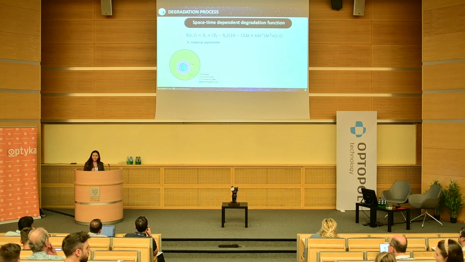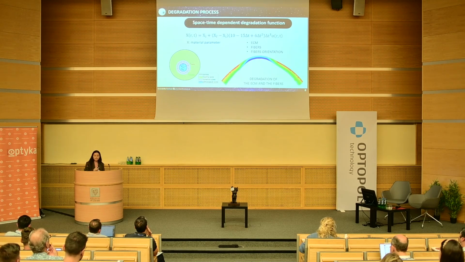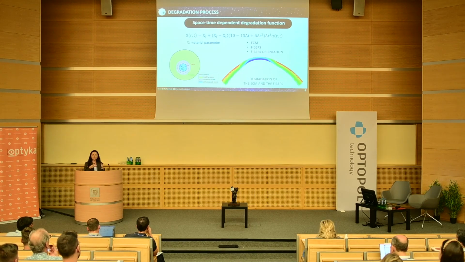What we actually control is the degradation, but we cannot control the growth. That is, we cannot control how the cone will appear or its shape. So we defined a space-time dependent degradation function that controls the loss of the properties of the tissue. And this degradation was applied to the extracellular matrix, to the fibers, and also to the loss of the orientation of the fibers.